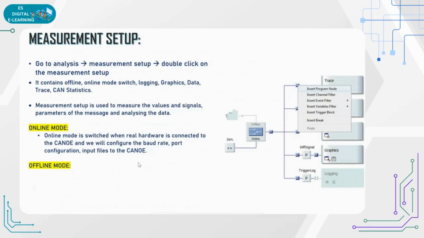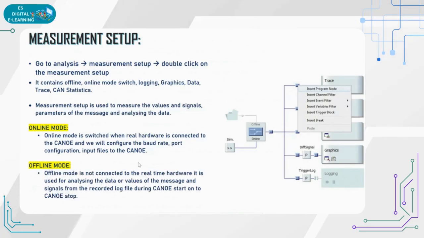Okay, and next is offline mode. Offline mode is not connected to the real hardware. It is used for analyzing the data and the values of the messages and the signals from the recorded log files. So whenever CANoe is stopped, you need to analyze that data, and with the help of the offline mode, you are able to do that.